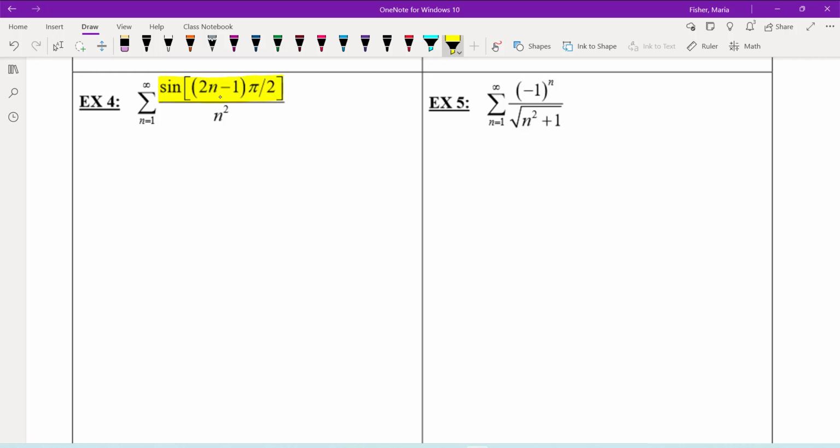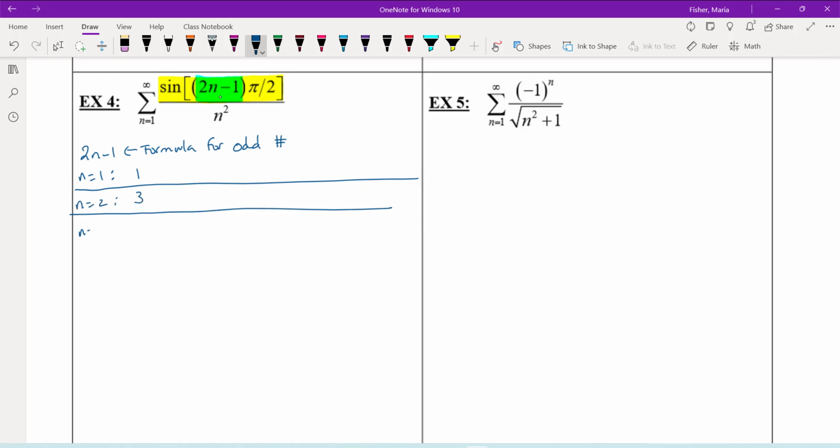Why? Well, first thing, 2n minus 1 is the formula for an odd number. Let's think about it. If n is equal to 1, we'd have 2 minus 1, or 1. When n is equal to 2, we'd have 4 minus 1, which is 3. When n is equal to 3, we'd have 6 minus 1, which is 5. We'll do just one more. When n is equal to 4, we'd have 8 minus 1, which is 7. So this guy here gives me odd numbers.